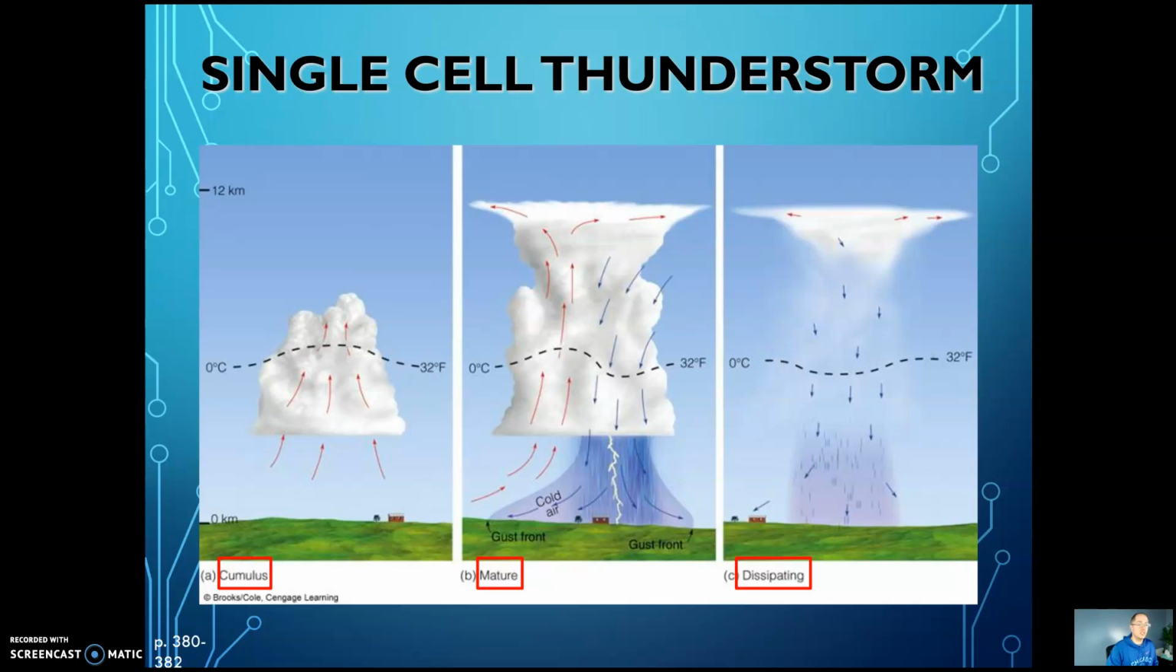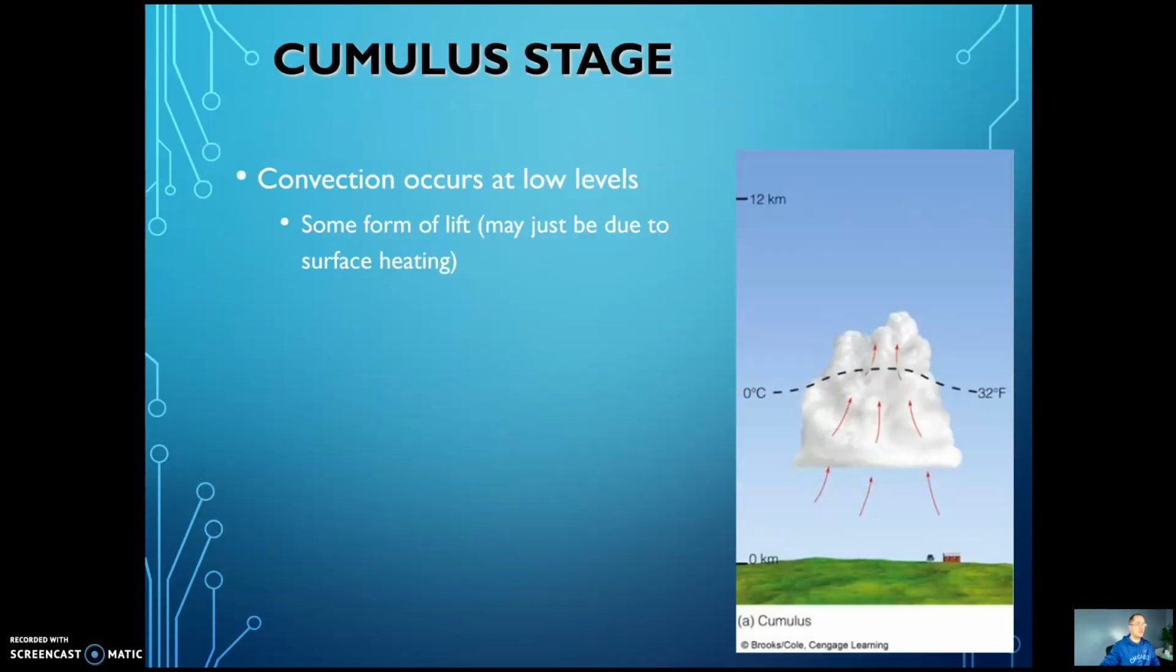And then once the downdraft or sinking air dominates, it effectively turns the single cell thunderstorm into a dissipating stage. The idea again that this is going to happen within a relatively short amount of time, the entire life cycle of a single cell thunderstorm. And so let's start with the cumulus stage.